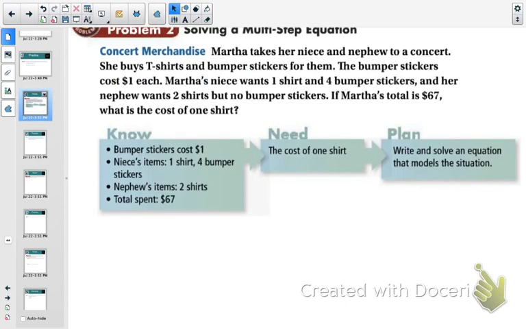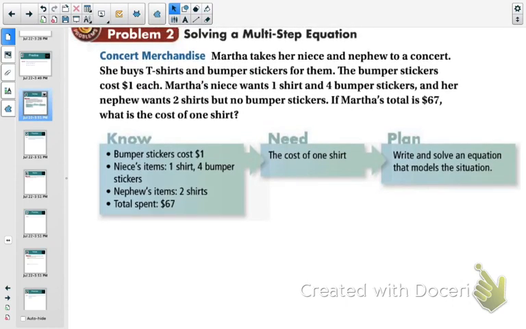Okay, so we have Martha taking her niece and nephew to a concert. She buys t-shirts and bumper stickers for them. The bumper stickers cost $1 each. Martha's niece wants 1 shirt and 4 bumper stickers. Her nephew wants 2 shirts but no bumper stickers. If Martha's total is $67, what is the cost of 1 shirt?